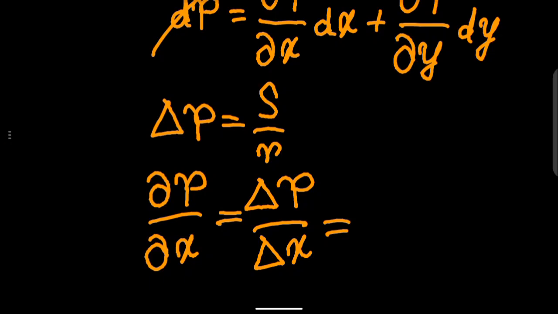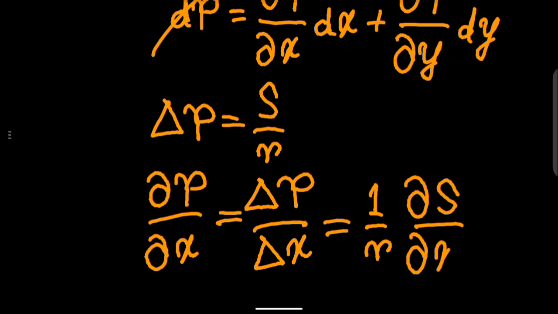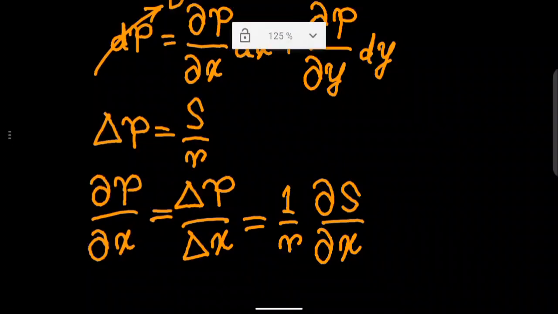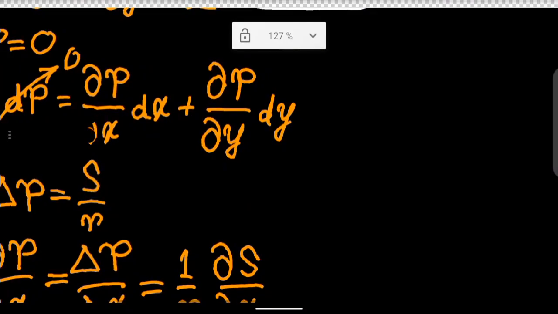And if you approximate it like this, delta P we have already known. You can write this as basically 1 by R del S del X. I request all of you to not go by the rigorous mathematical things. So, I mean, you can just write it like this. Okay. So, del P del X you can write by this thing.